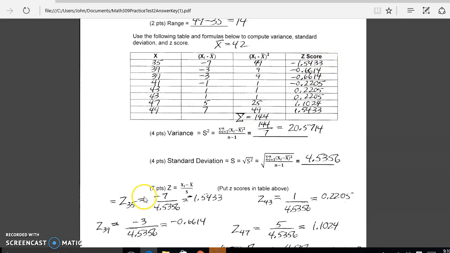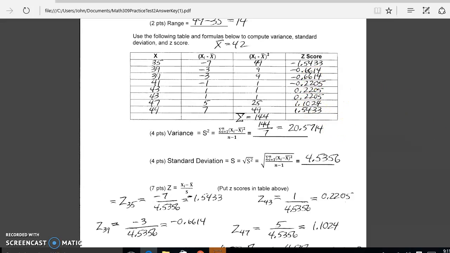So if you look at all of these calculations down here, what I'm doing is I'm taking each difference, dividing it by the standard deviation to get the z-score, and so on. So minus 7 divided by 4.5356 gives me this z-score here. Minus 3 divided by 4.5356 gives me this z-score right here, and so on down through the column.